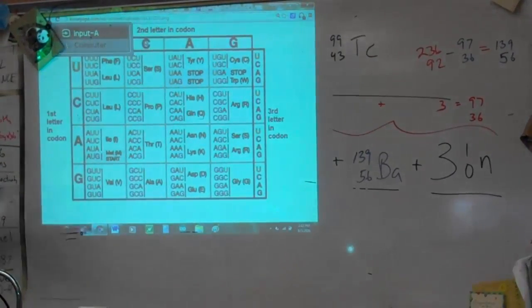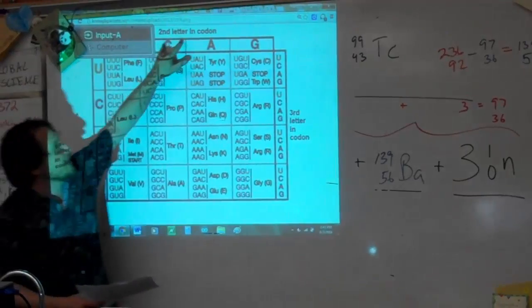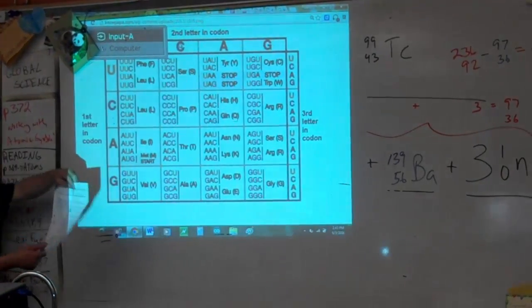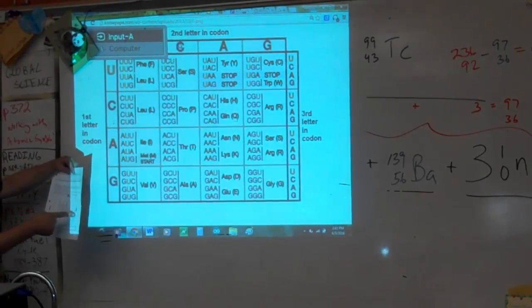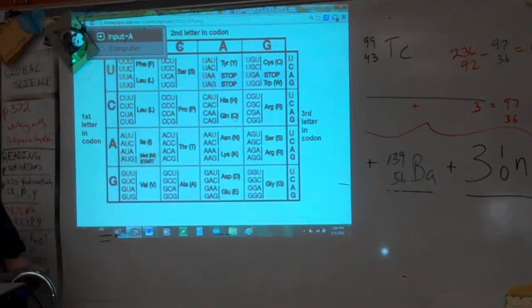Why don't you do the same thing? See how it says first letter, second letter, third letter? On the left side of the box, why don't you do that on yours? Write a 1, and a 2 on the top, and then a 3 on the right-hand side. So you'll have the same thing.